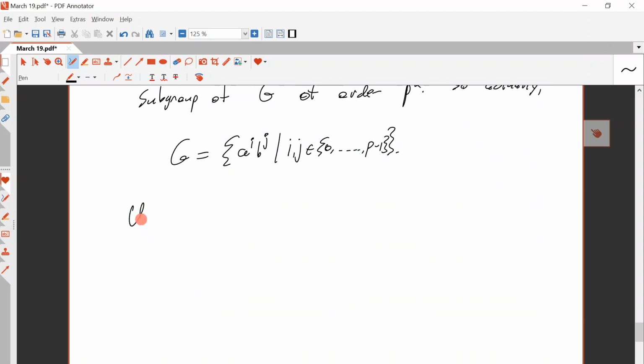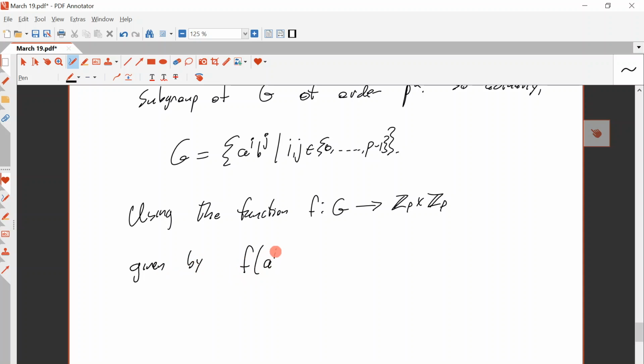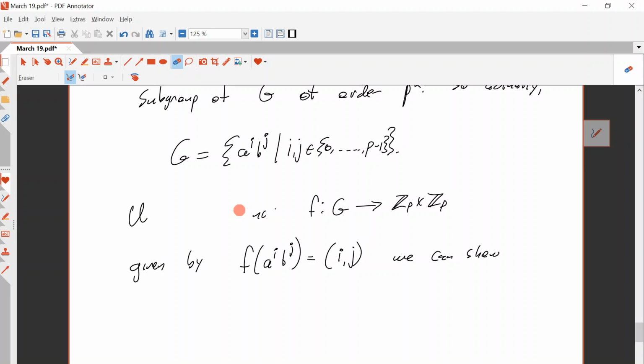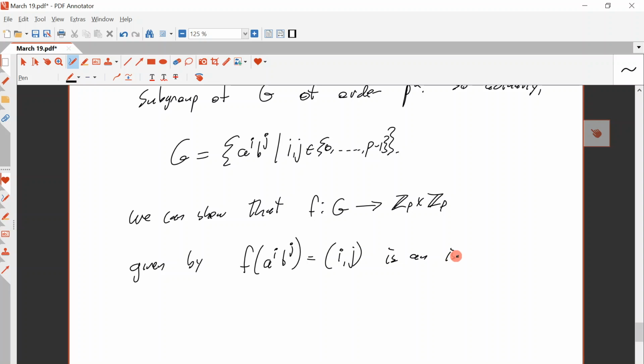Okay, but, using the function f from G to Z P cross Z P, given by f of A to the I, B to the J equal to just the pair I, J, we can show that this function f from G to ZP cross ZP is an isomorphism.